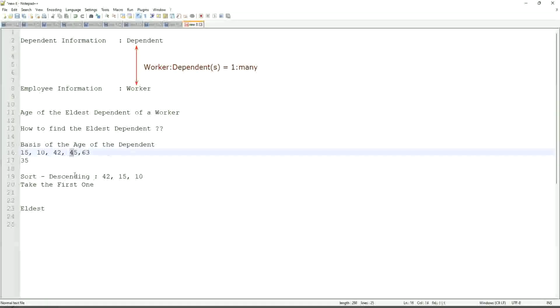What if we have 42 twice? Yes, very interesting. That is seriously difficult. Or maybe, let's remove the 63. Then we have to return both their names, right, because we are looking at the eldest one. Okay. So we have to return both.